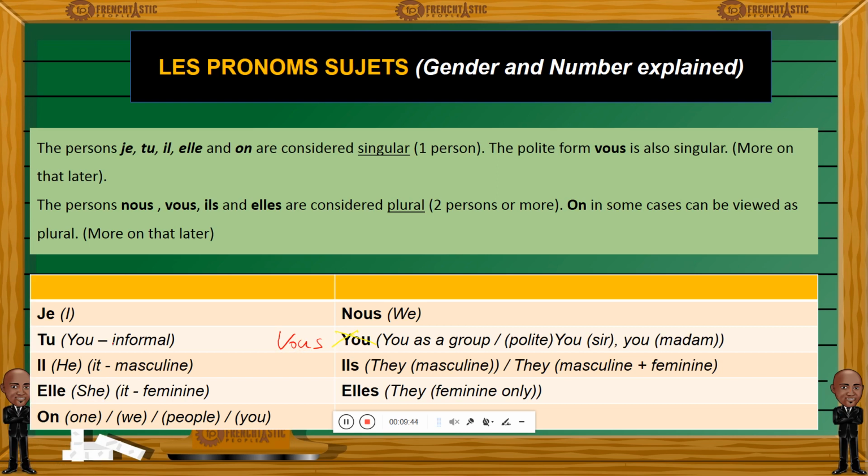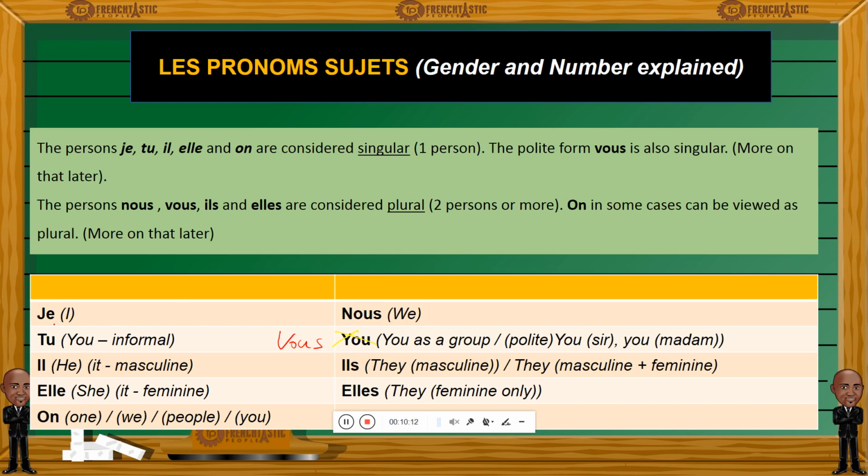So, je, tu, il, elle, on, nous, vous, il, and elle. These are the subject pronouns in French. And you have the English translations to the right of each subject pronoun.